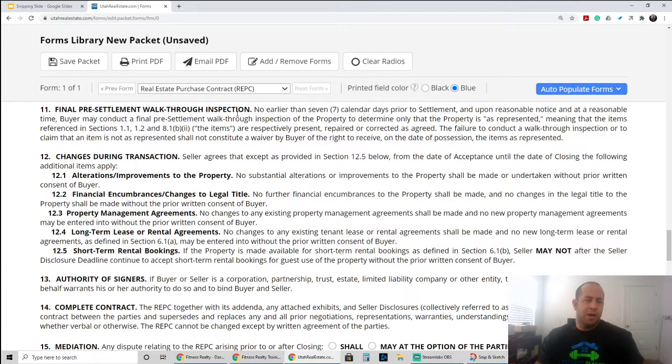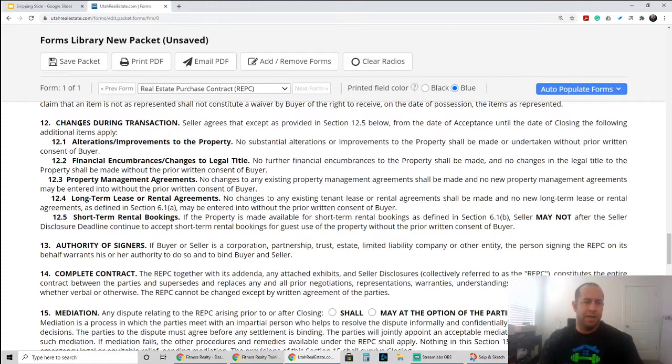Final pre-settlement walkthrough. There's a whole video about this section, so we'll skip over that. Changes during transaction: if there are changes, make sure everybody's aware of those and that they're in writing. You don't want any hidden assessments or unknowns, right? Like they light a fire in the basement and it burns down halfway, but nobody tells anybody. That would be an alteration to the property.